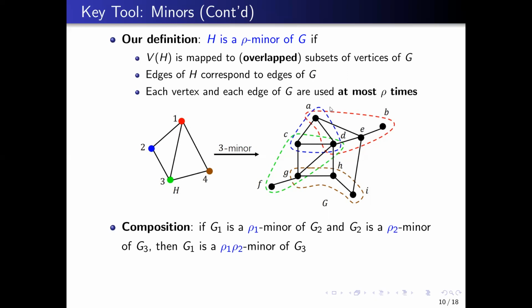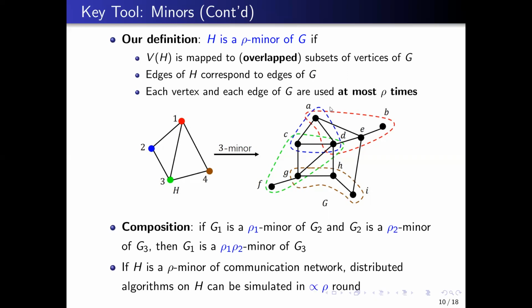Graph minor in our new definition has the composition property. If graph G1 is the rho 1 minor of graph G2, and G2 is the rho 2 minor of graph G3, then G1 is the rho 1 times rho 2 minor of G3. Another property that will be used later is that in the CONGEST model, if graph H is a rho minor of the communication network, then distributed algorithms on H can be simulated in the communication network with the number of communication rounds being proportional to rho.